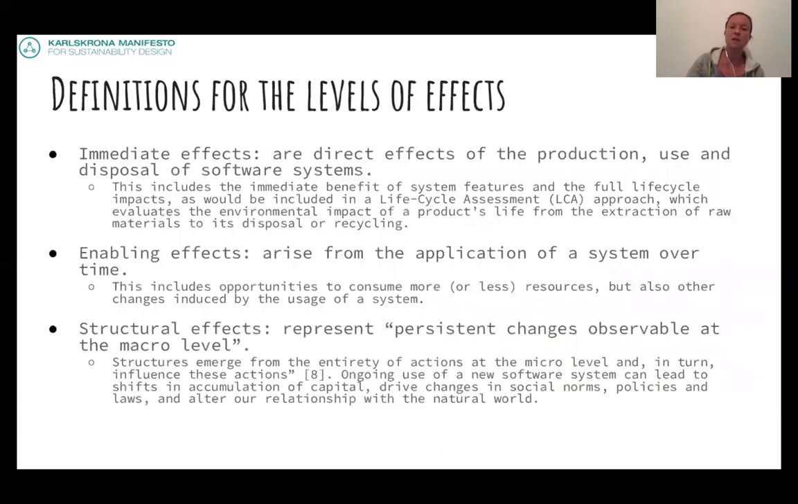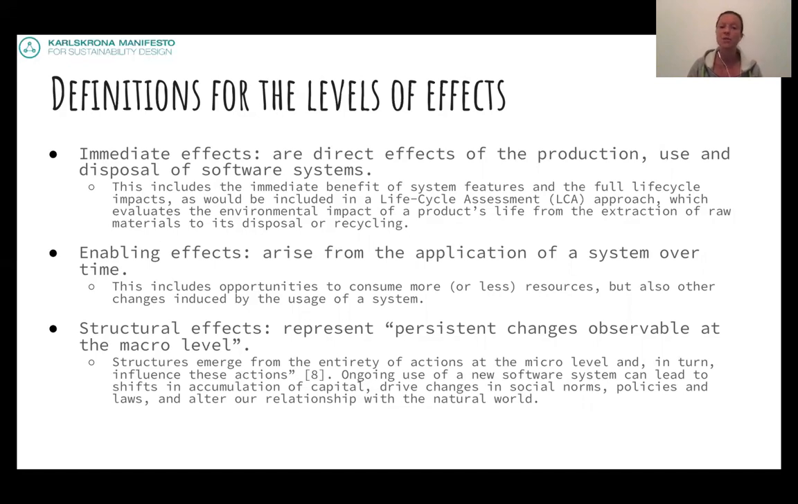Now, with both of these concepts in mind, first the full definition for the 3 levels of effects. The immediate effects are the direct effects of the production, use, and disposal of the software systems. So that includes the immediate benefit of software features and the full lifecycle impacts, as would be included in a lifecycle assessment approach, which evaluates the environmental impact of a product's life from the extraction of raw materials to its disposal or recycling. And then the enabling effects arise from the application of a system over time.